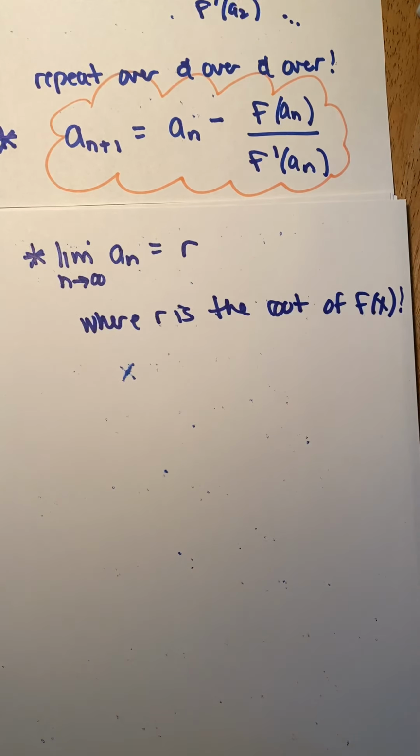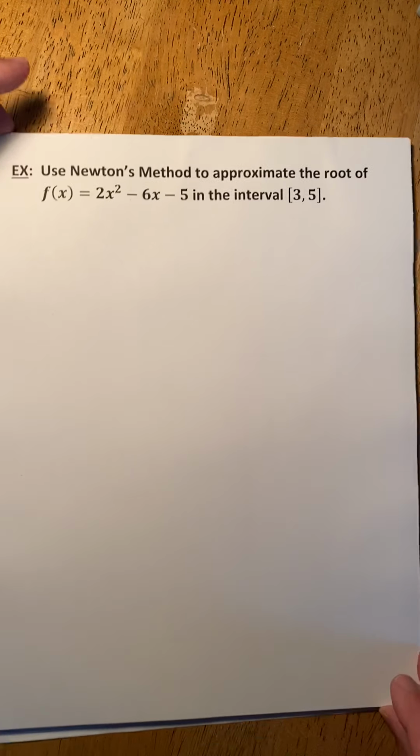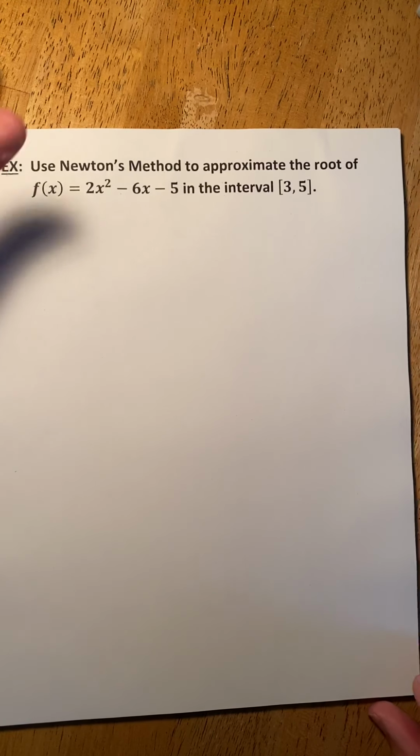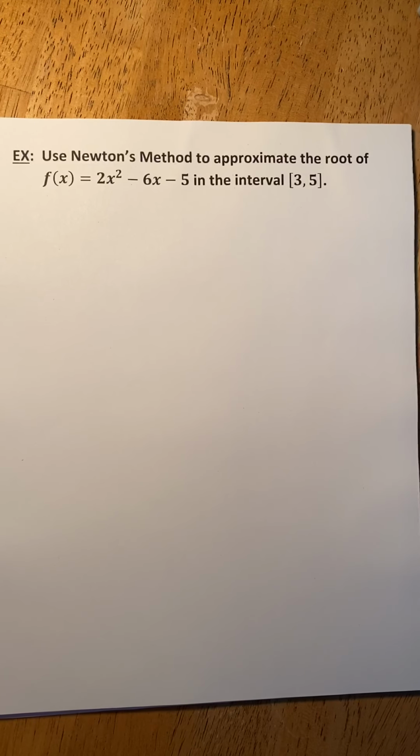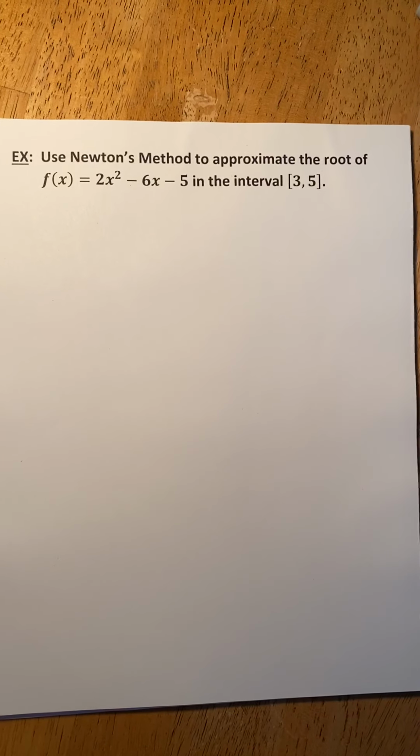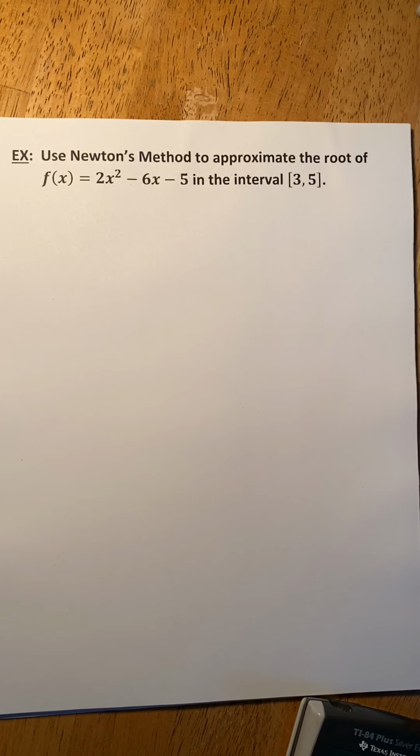All right, so let's try this. I think it's easier to see once we get this into play a little bit. Use Newton's method to approximate the root of 2x squared minus 6x minus 5. We could just use the quadratic formula because this is a quadratic equation. We're looking for the root that falls between 3 and 5. So I'm going to graph this really quick: y equals 2x squared minus 6x minus 5.